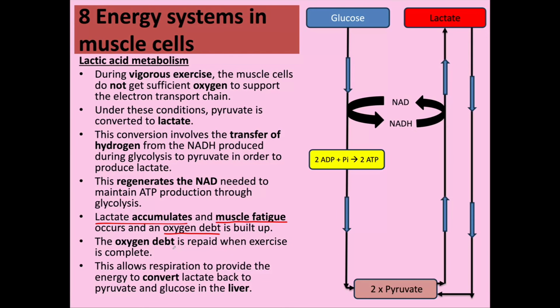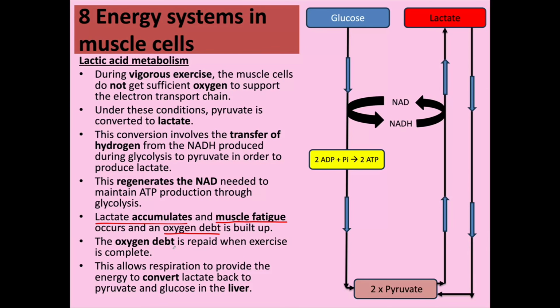Okay, so if you imagine the amount of oxygen you would require to generate ATP to run 400 meters, you're not able to get that into your body during the 400 meter race. So we call that your oxygen debt, i.e. how much oxygen you will then need to get back into your body after the race. Okay, that's when you repay your oxygen debt.